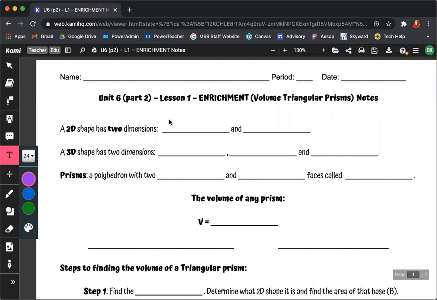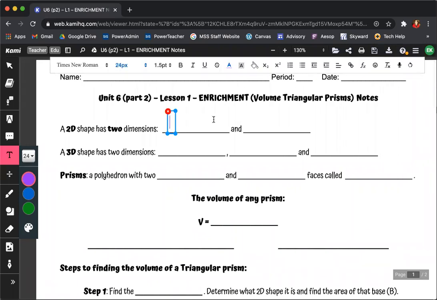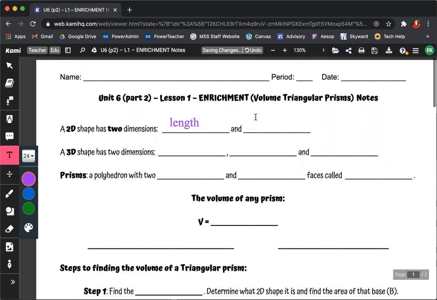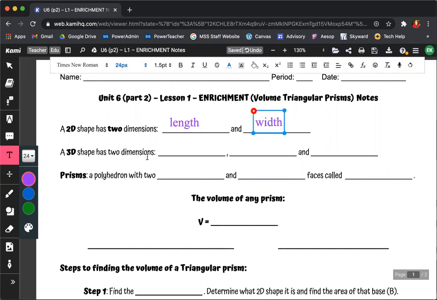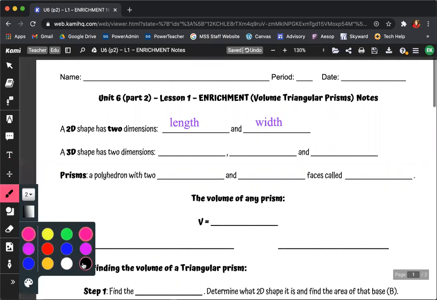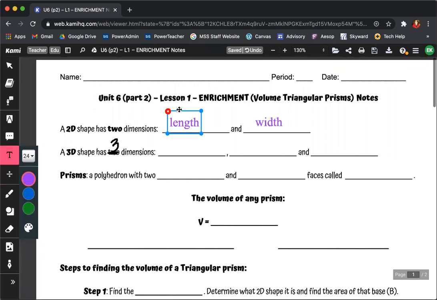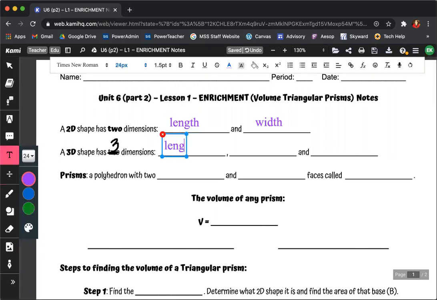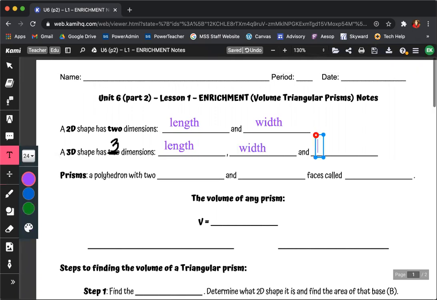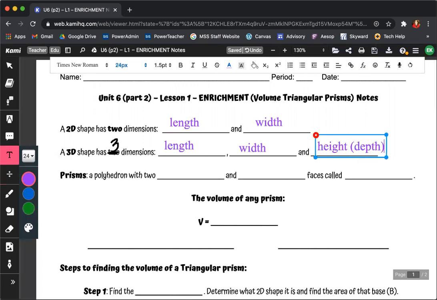So just some reminders, a two-dimensional shape, a 2D shape, has two dimensions, length and width. A three-dimensional shape, it should not say two here, it should say has 3 dimensions. That's why it's 3D. So it has your length, your width, but it also has a height or depth. So height if you're talking about going up, depth if you're talking about going back.